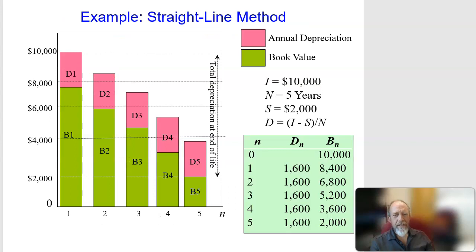So this is a good example, straightforward. Say you have your annual depreciation each year. If you've got 5 years, I is the initial value, S the salvage value. That means 8,000 over 5 years. That means 1,600 a year. Subtract 1,600 a year, and that's your book value in any given year. At the end of 5 years, it's going to go down essentially to 0. There you go.